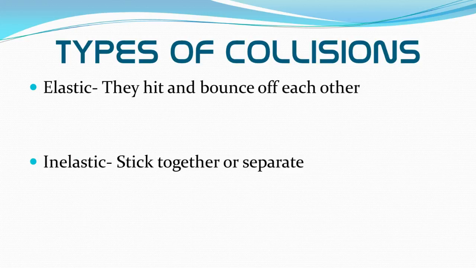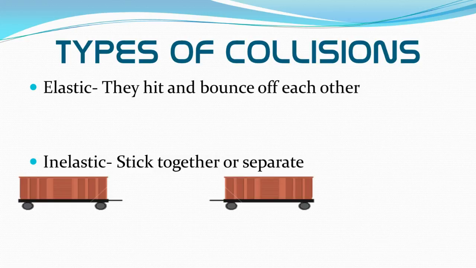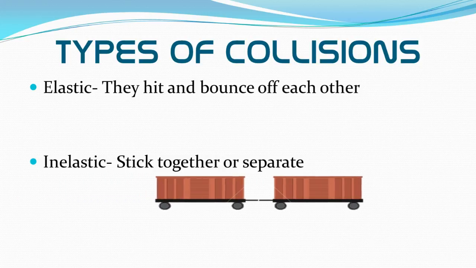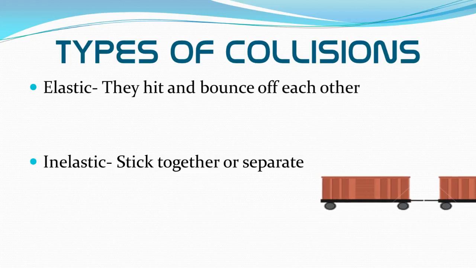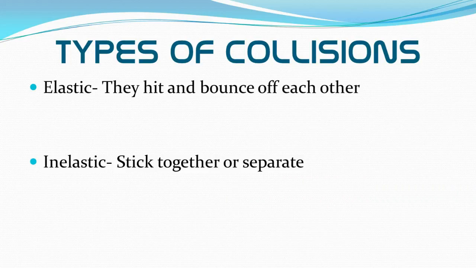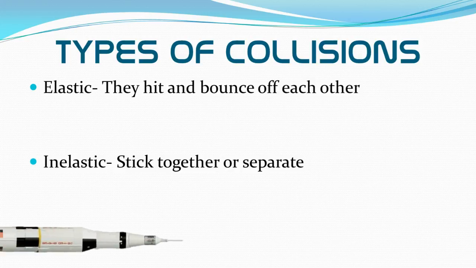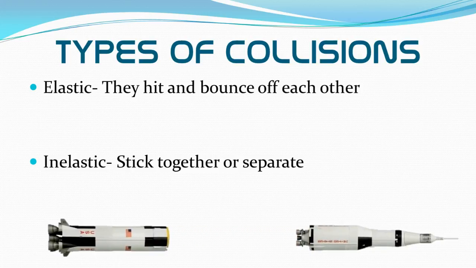In inelastic collisions, the objects stick together or separate. So they either start or end as one object. Two boxcars, one rolls and they latch together, inelastic. A two-stage rocket is also inelastic. It starts as one rocket and then breaks off into two separate parts.